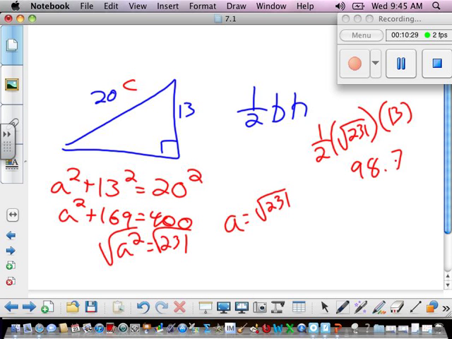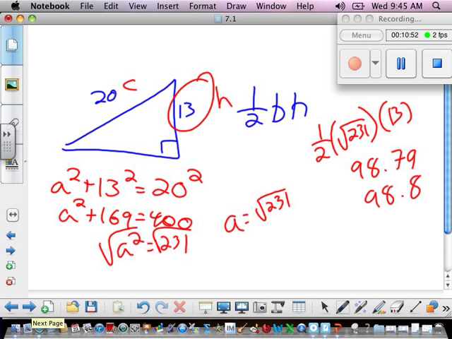That is a 13. Where'd you get 13? The height. Oh. 98.79 is my area. If it says round to the nearest tenth, it would be 98.8, because it says in the directions, round to the nearest tenth.